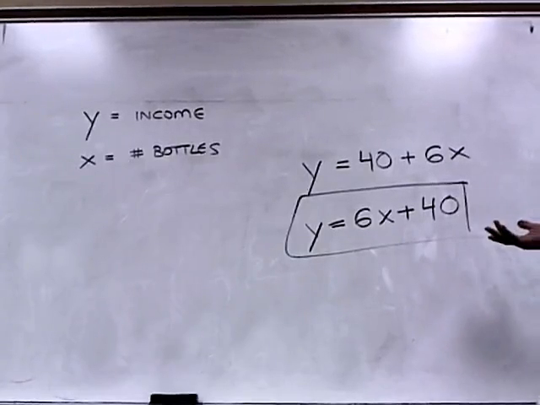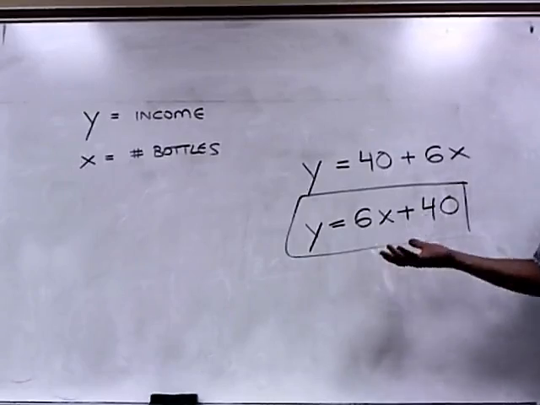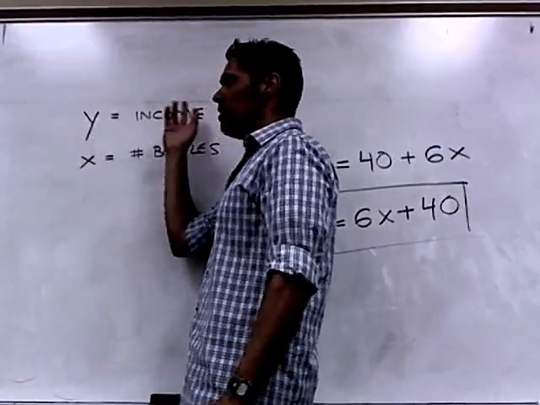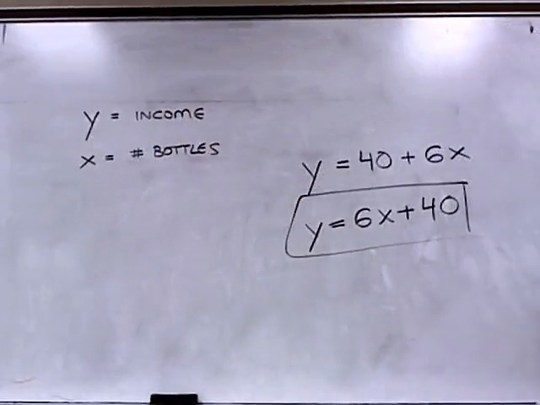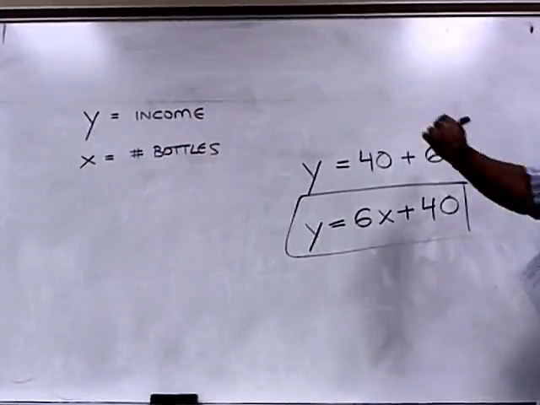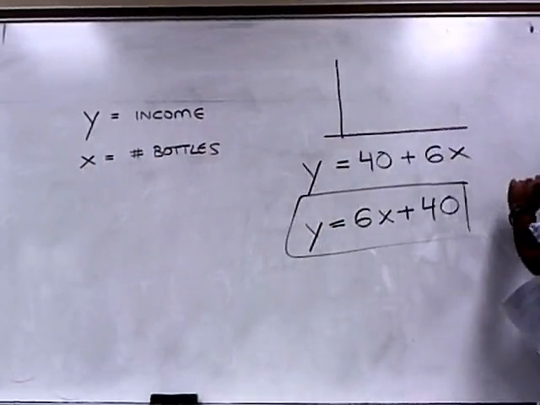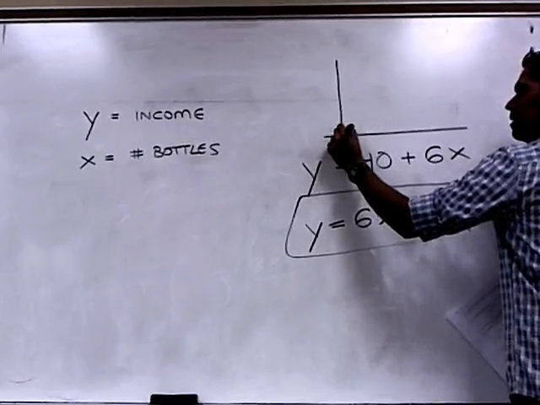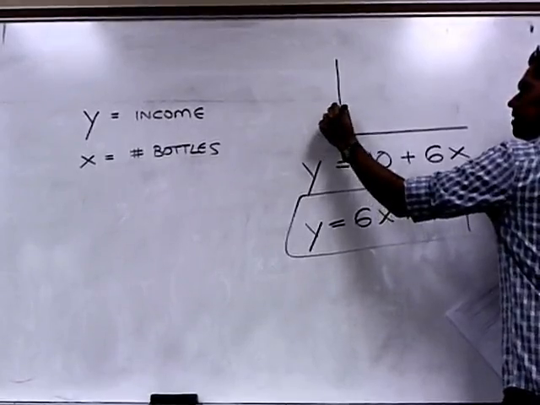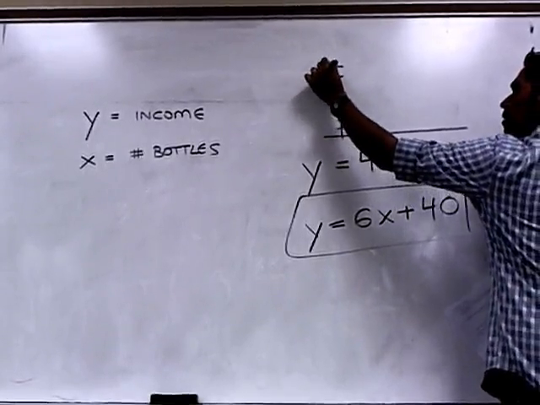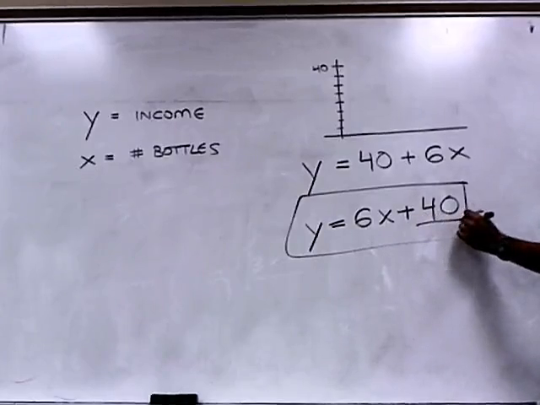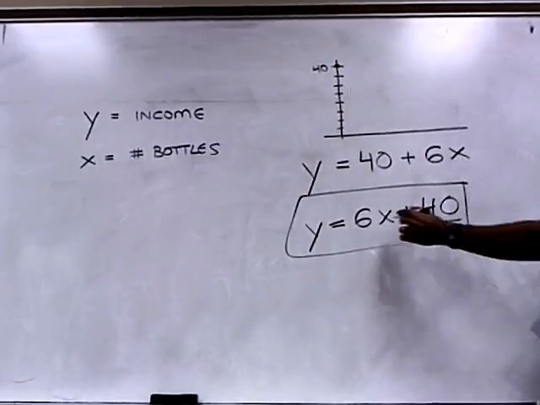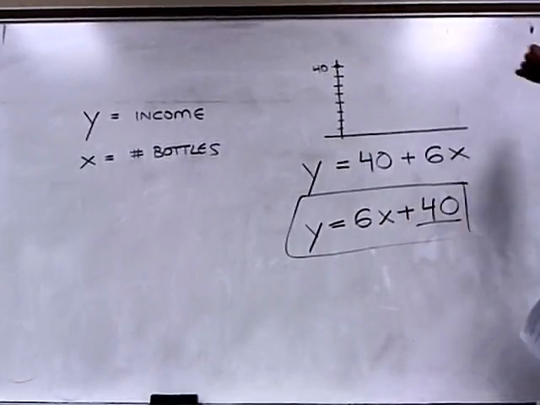Now there are some things that I would expect to see if you did this on a test. I would expect for you to identify which variable is which. Make sure you say Y is her income, X is the number of bottles. And then I ask for you to graph it. So to graph this, you would have to go up 40, right? Up 40. So let's count by 5s. 5, 10, 15, 20, 25, 30, 35, 40. That's my y-intercept, right? And then to get to another point, I use the slope. So up 6 over 1, right?